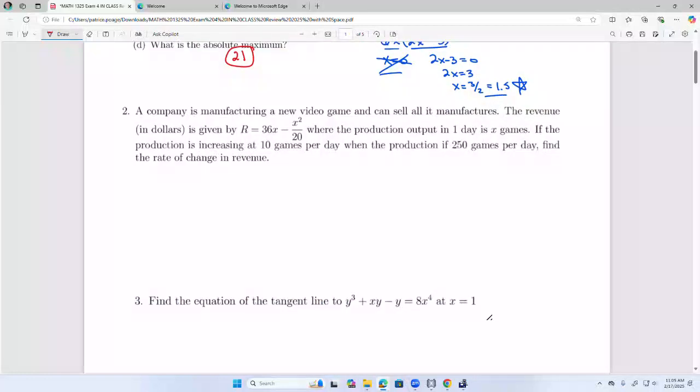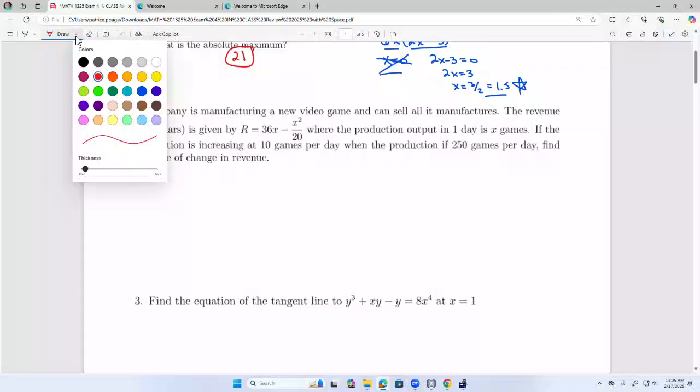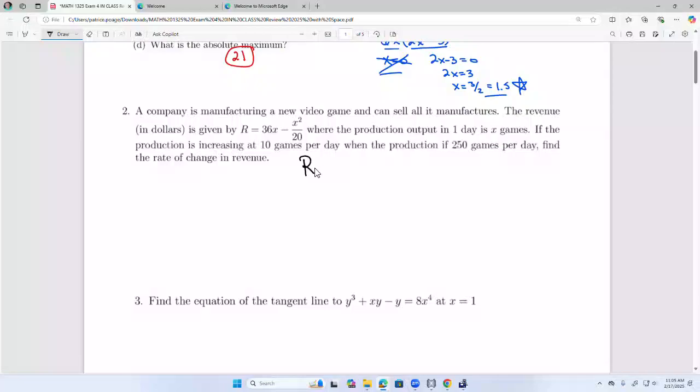Okay, number 2. A company is manufacturing a new video game and can sell all it manufactures. The revenue in dollars is given by, and I'm going to rewrite my revenue equation down here because whenever you have a number in the denominator, you can pull that number out front, and it makes it a little bit more user-friendly. It says where the production output in one day is X games, that's the production output. If the production, X, is increasing at 10 games per day, so that's the rate at which X is changing with respect to time. It's increasing, so positive, 10 games per day.